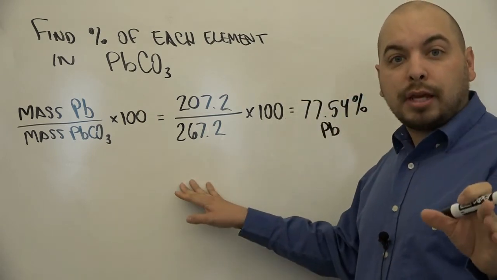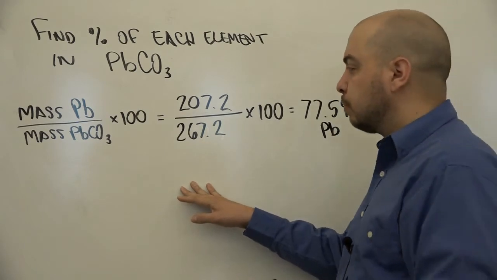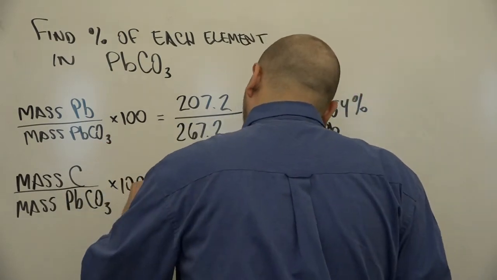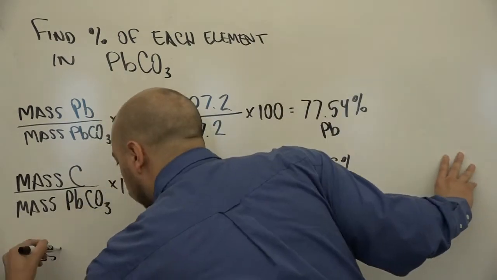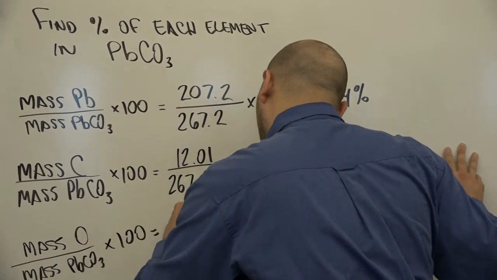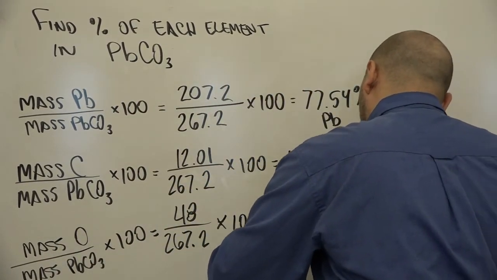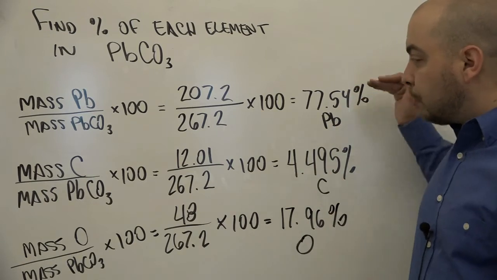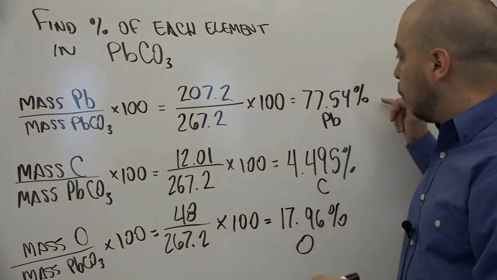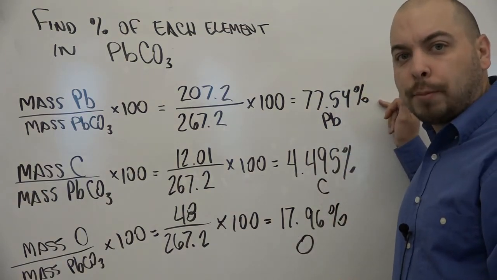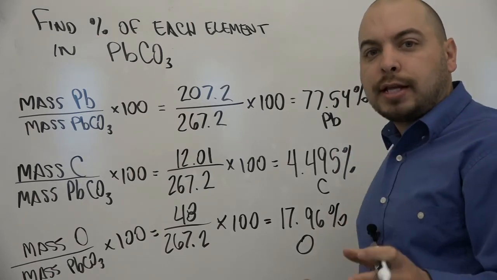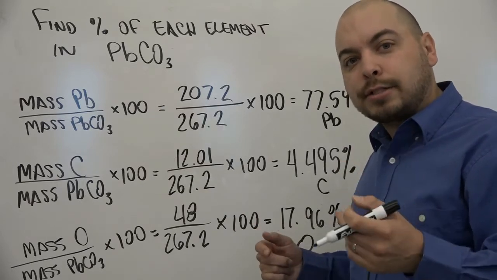Now we're going to do the same thing for carbon and oxygen. Okay, now that we've solved for each of these, check them against your numbers. We have 77.54% lead, 4.495% carbon, and 17.96% oxygen. You add these three together and you'll find that it equals very close to 100%, and that's our target here.